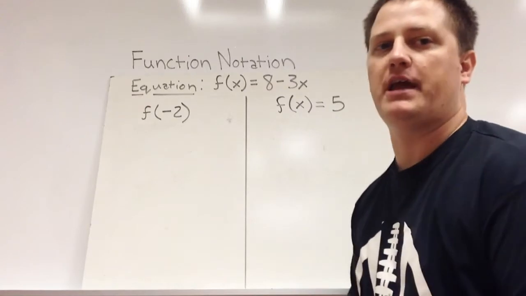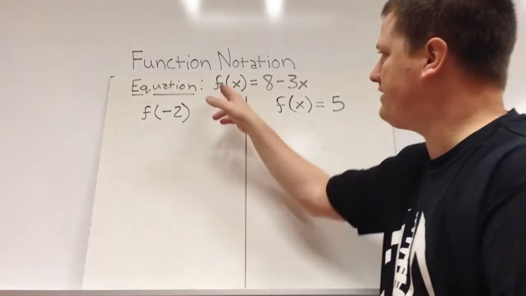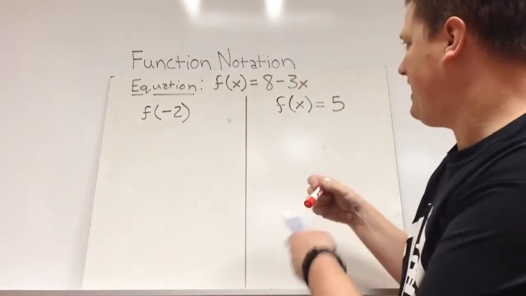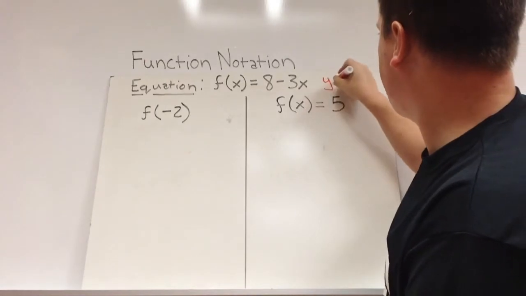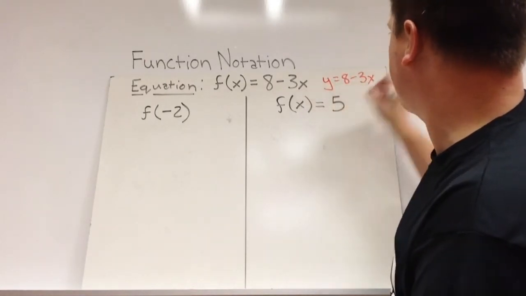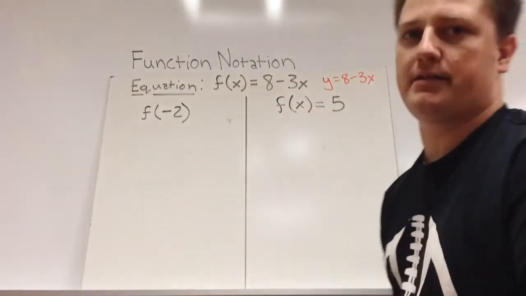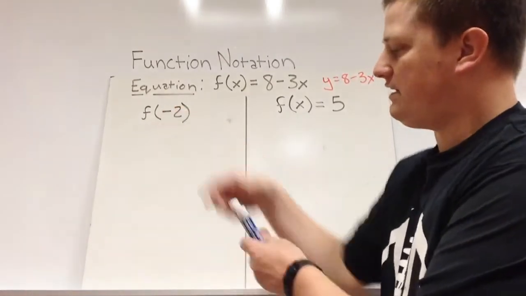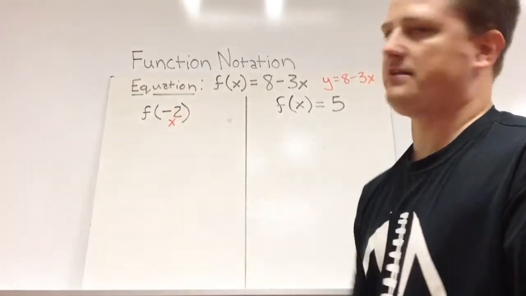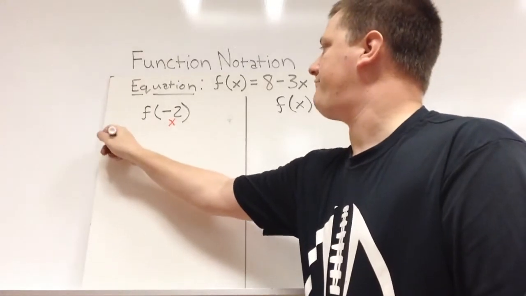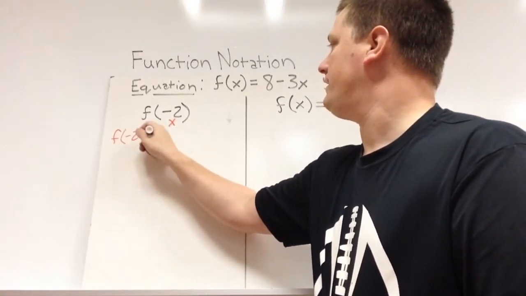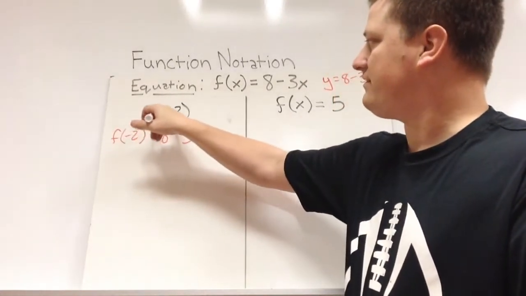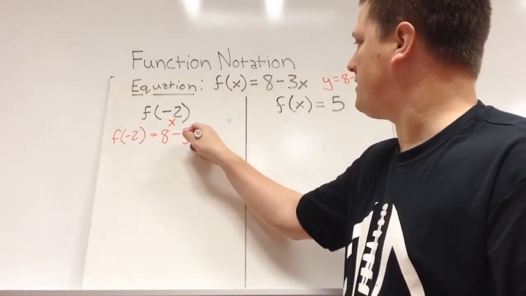The other option is an equation. So in this equation we have said f of x equals 8 minus 3x. This is exactly the same as if we said y equals 8 minus 3x, because f of x and y are the same thing. So what we have on the left is f of negative 2. Since it's inside the parentheses, this is an x value. So we're going to go f of negative 2 equals 8 minus 3. Well, we said that x is negative 2, so instead of x, I'm going to put in negative 2.